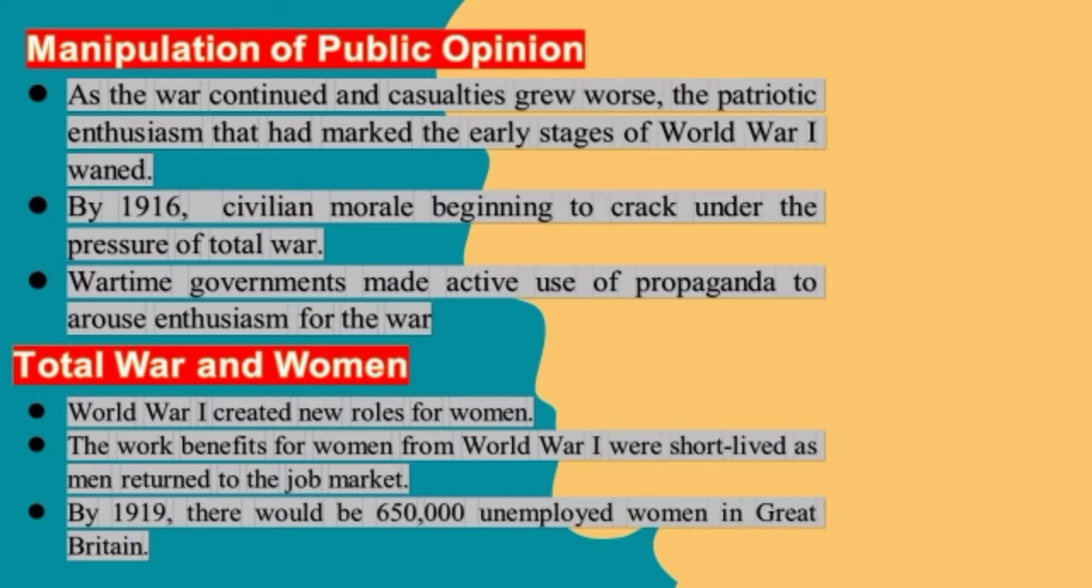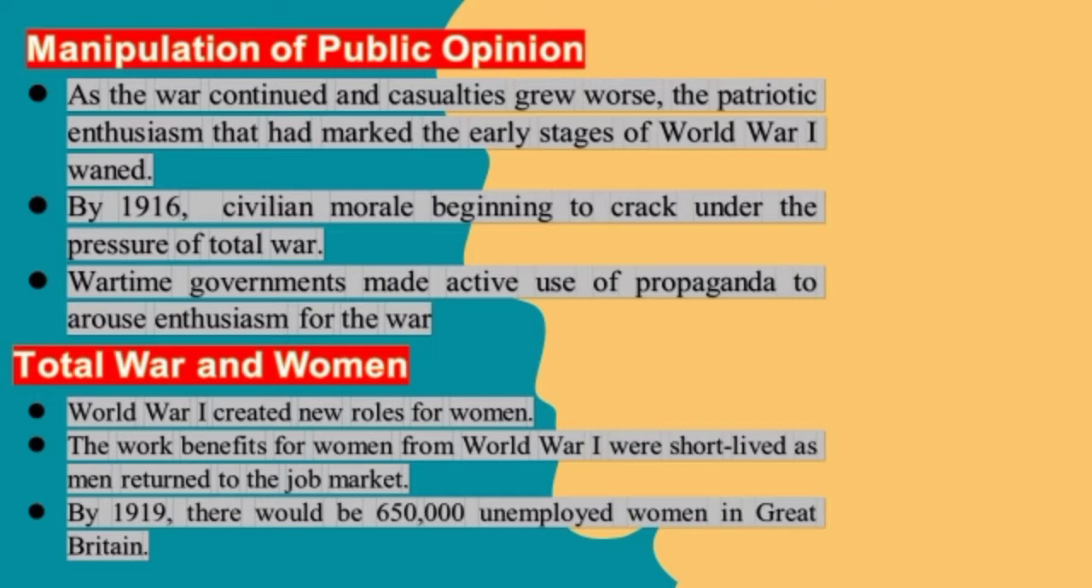By 1916, there were signs that civilian morale was beginning to crack under the pressure of total war. War governments, however, fought back against the growing opposition to the war. Authoritarian regimes, such as those of Germany, Russia, and Austria-Hungary, relied on force to subdue their populations. Under the pressure of the war, however, even democratic states expanded their police powers to stop internal dissent.